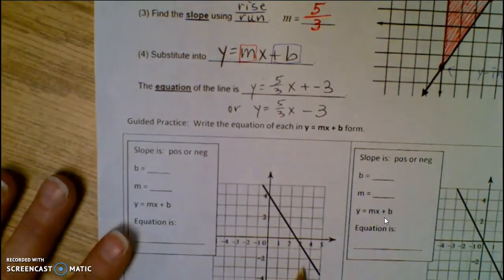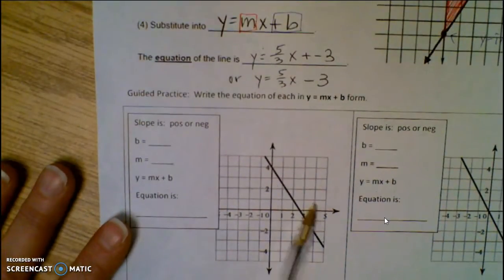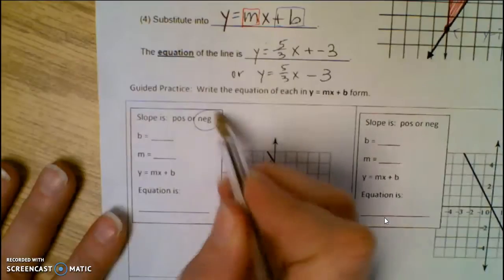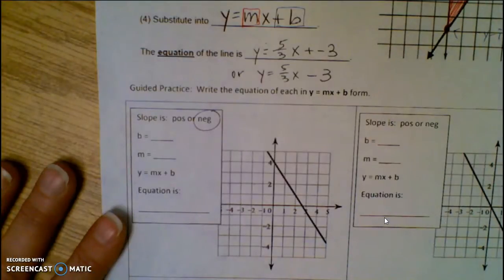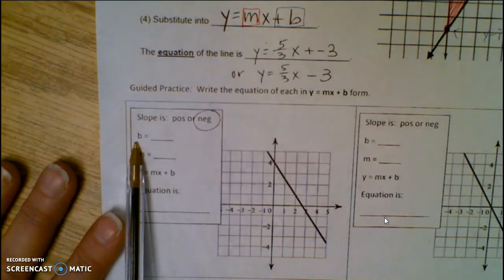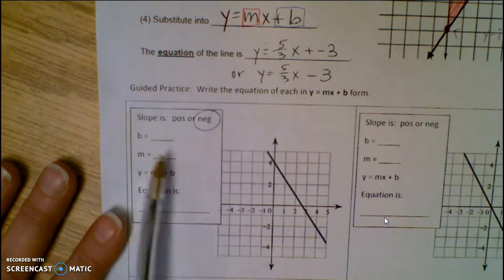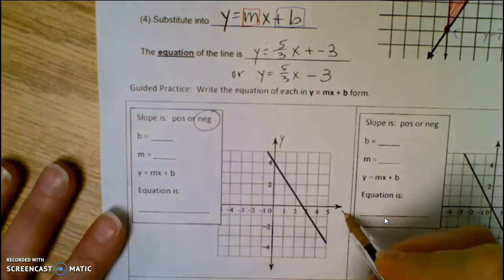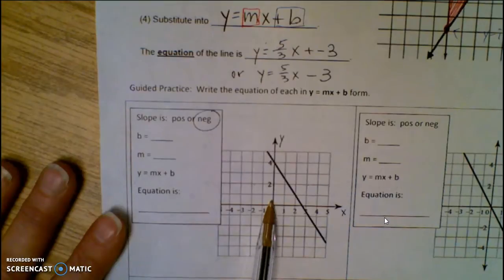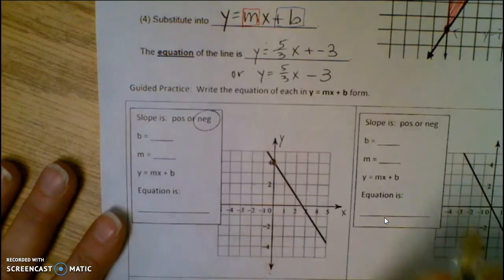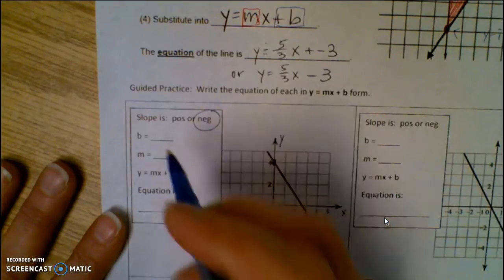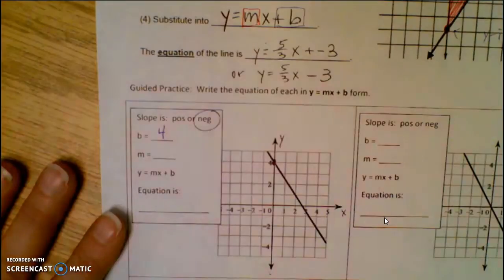Your first equation is headed downhill from the left to the right, so we need to indicate that the slope is negative. Remember that our b value stands for our y-intercept, so we need to locate our y-axis, and we need to find out where our line crosses that y-axis. And it looks to me like it crosses at +4. And now for our slope.